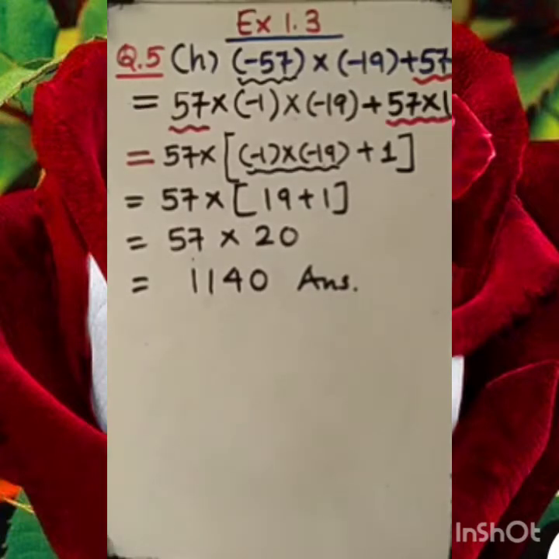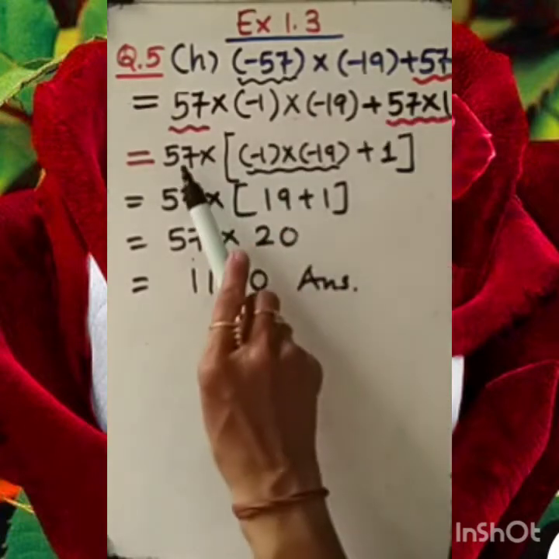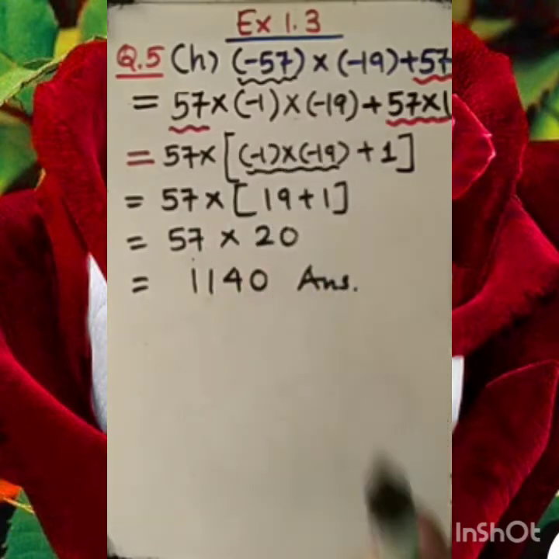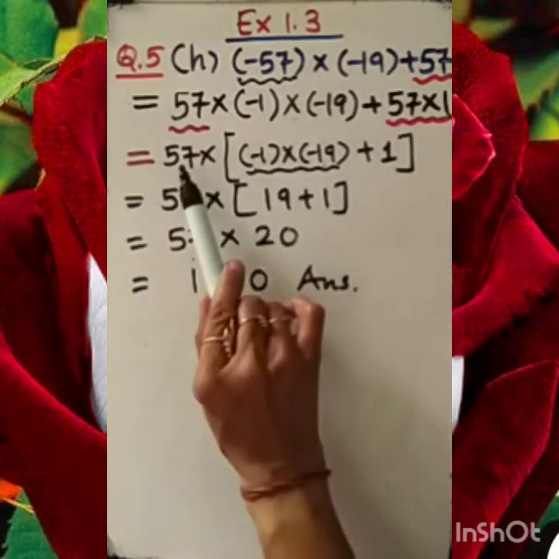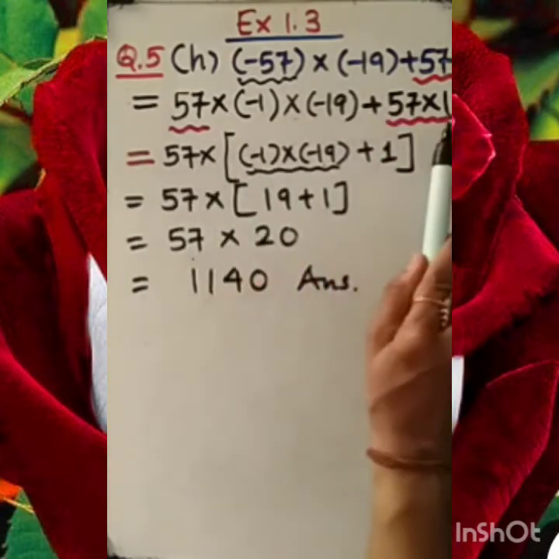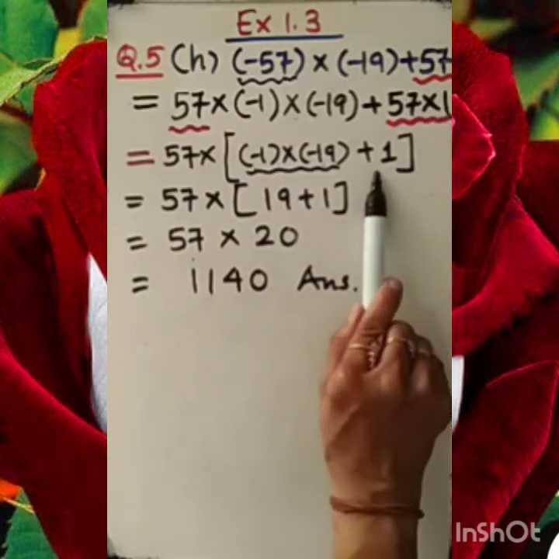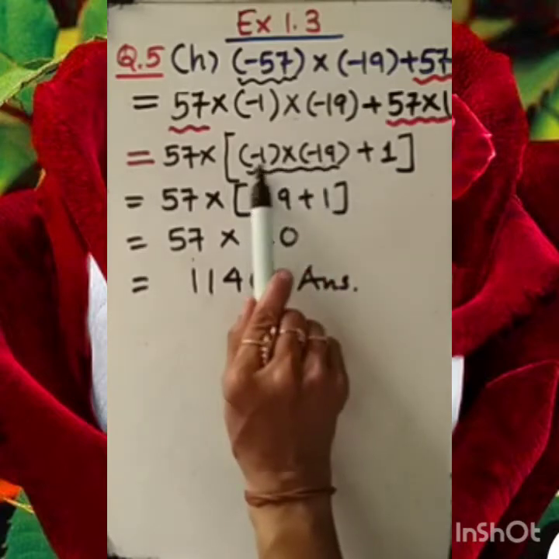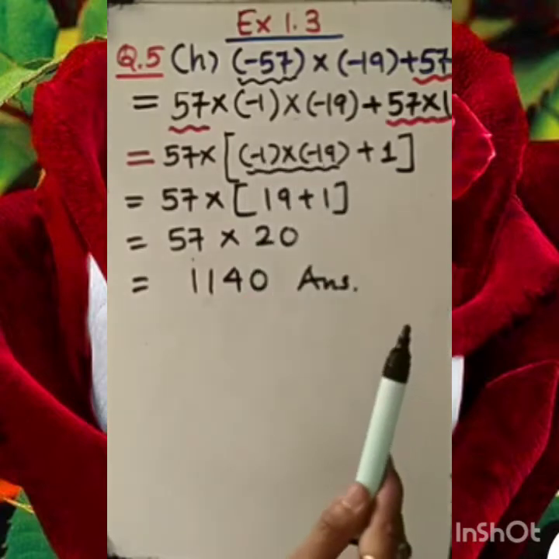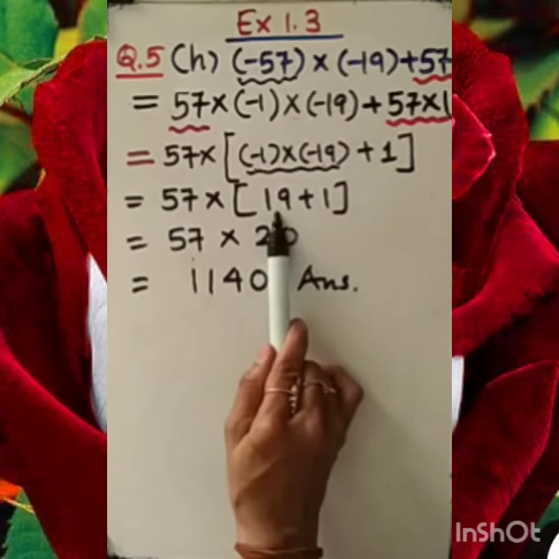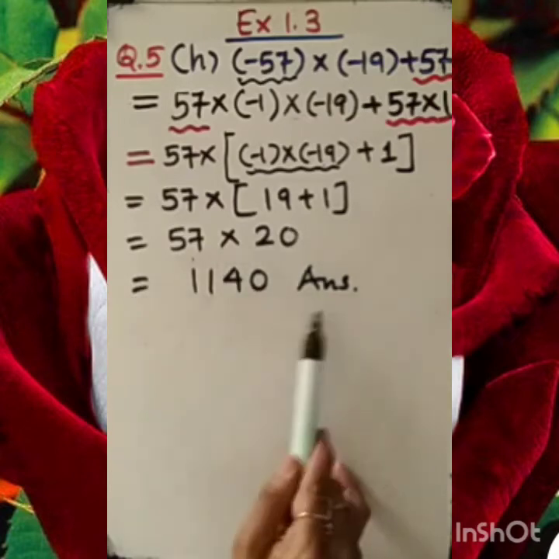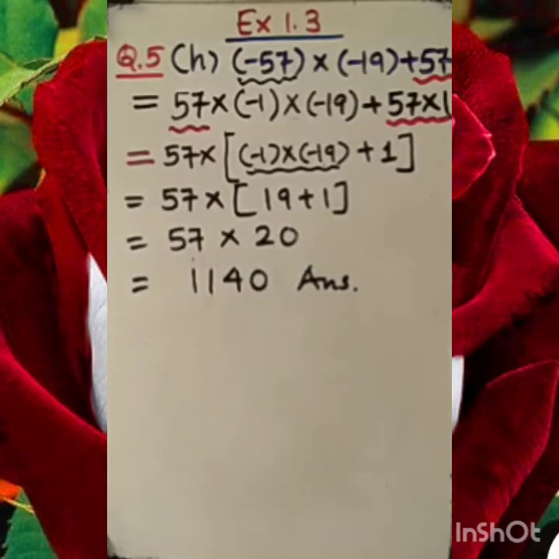Once again, look at your screen. I have taken 57 common. Minus 1 is already there. Minus 19 I am keeping as it is. And 57 already I have taken outside the bracket. So here what will be left? Simple, only 1. Don't write 0 here. And as we know, we multiply minus 19 with minus 1. It will become plus 19. Plus 19 plus 1 gives the result 20. So we need to work it out this way. Fine. Now let's have the next question.